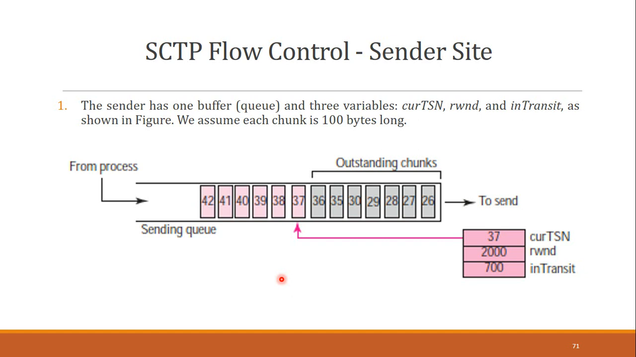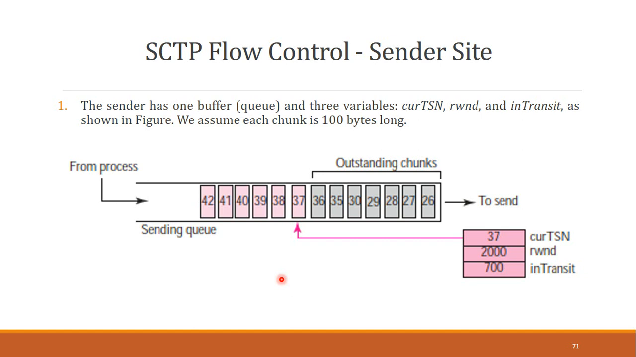Now, when a SACK is received, the chunks with a TSN less than or equal to the cumulative TSN in the SACK are removed from the queue and discarded. The sender does not have to worry about them anymore. Now, the value of inTransit is reduced by the total size of the discarded chunks. The value of the receiving window is updated with the value of the advertised window in the SACK.